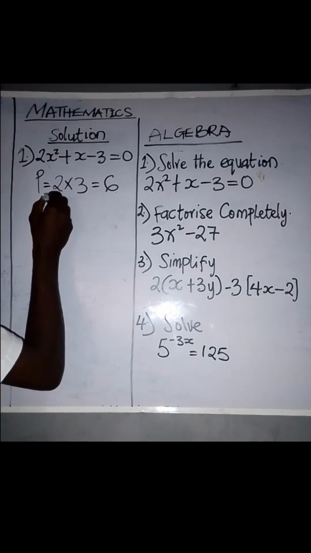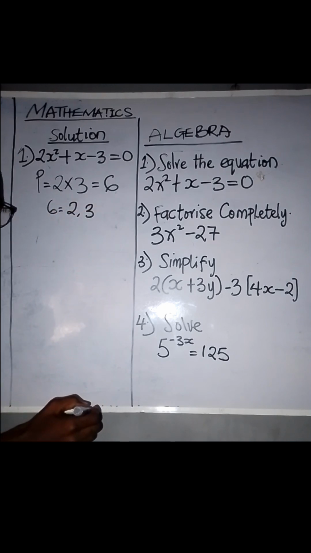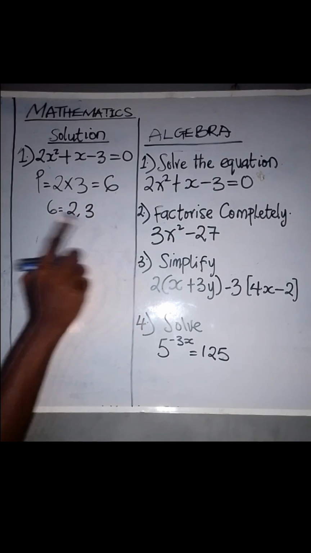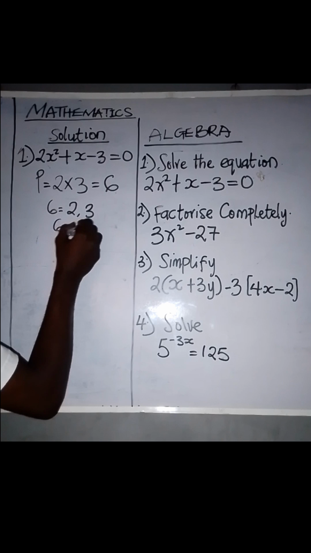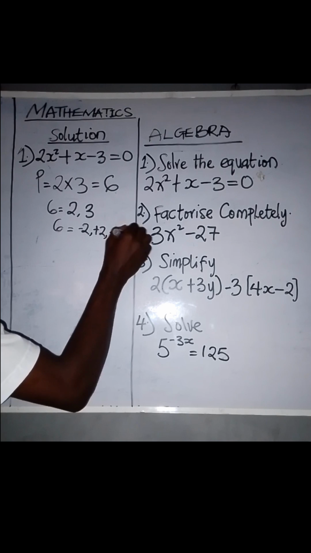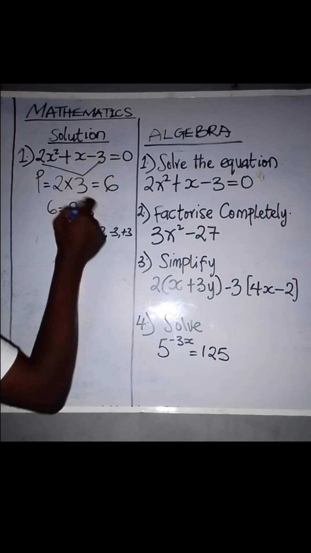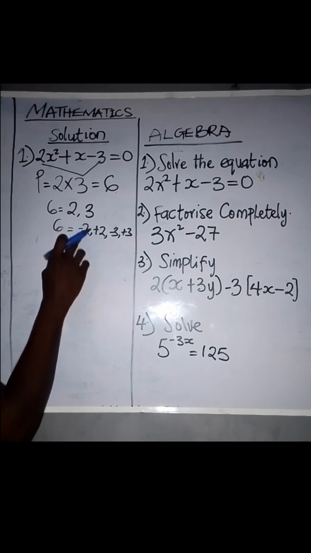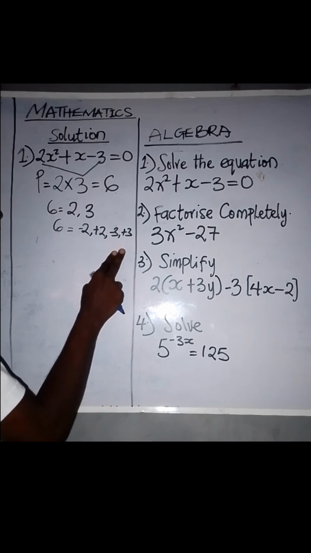Then I'll look at the factors of 6. My factors of 6 are 2 and 3. Are you following? Okay. 2 and 3 are the factors of 6. Then remember, these factors can be positive or negative. So the factors of 6 become minus 2, plus 2, minus 3, plus 3. The product gave me 6, and the factors of 6 are plus 2, minus 2, plus 3 and minus 3.